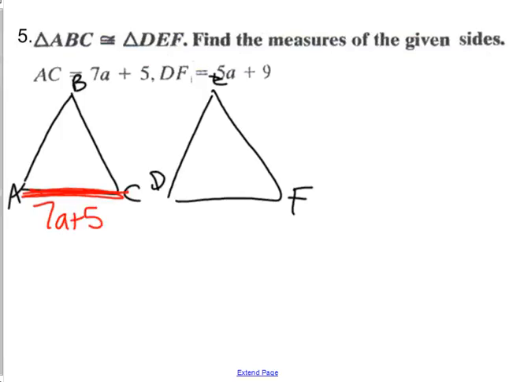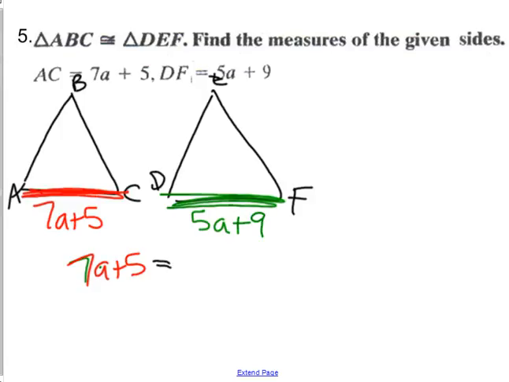Well, DF is right here, but they're the same, right? So that's 5A plus 9. They're in the same spot, so that means we set them equal. So I'm going to take 7A plus 5, set it equal to 5A plus 9.